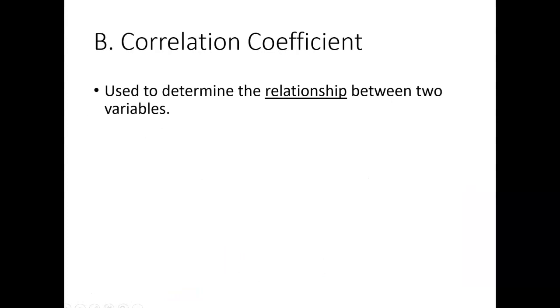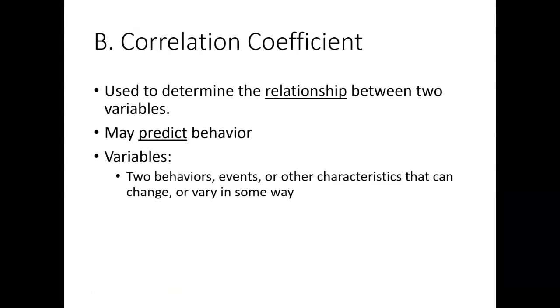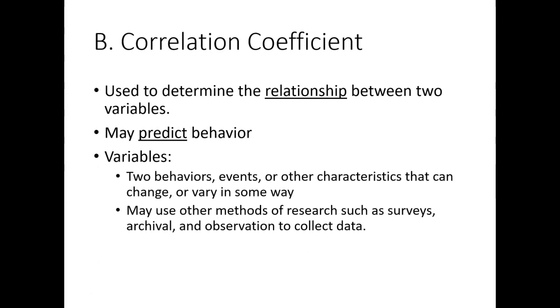Now, the correlation coefficient I did talk about in another PowerPoint, so I'm not going to spend too much time on this, but I do want to emphasize two terms here: relationship and prediction. Correlation coefficients take a look at two behaviors or events or other characteristics that can change or vary in some way.